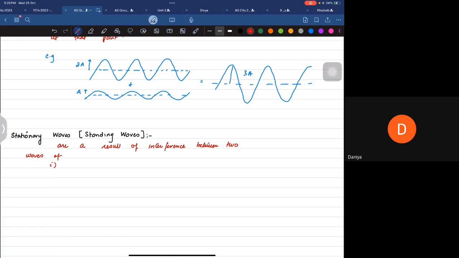Number one, equal frequency. Number two, equal amplitude. Number three, these things will be asked from you by the way, traveling along the same line. Number four, in opposite directions. All right, kids. Yes. Then I'm going to explain what it means.